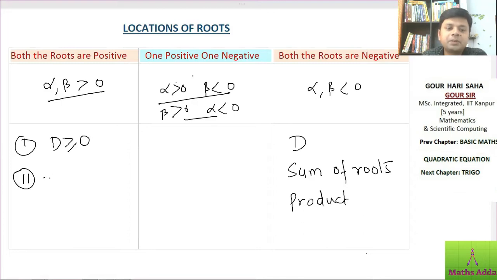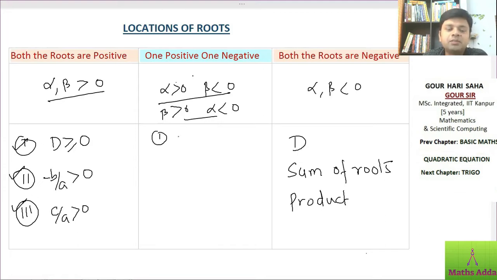First condition. Second, what can you say about sum of roots? Sum of roots is minus b by a, right? What can you say about minus b by a? Alpha, beta both positive, so the sum will certainly be positive. What can you say about product of roots alpha, beta? Both the roots are positive, so the product is going to be positive. So these 3 conditions will decide both the roots are positive. So if a question is asked, I will be putting these conditions on the coefficients and then solve them and get the answer.